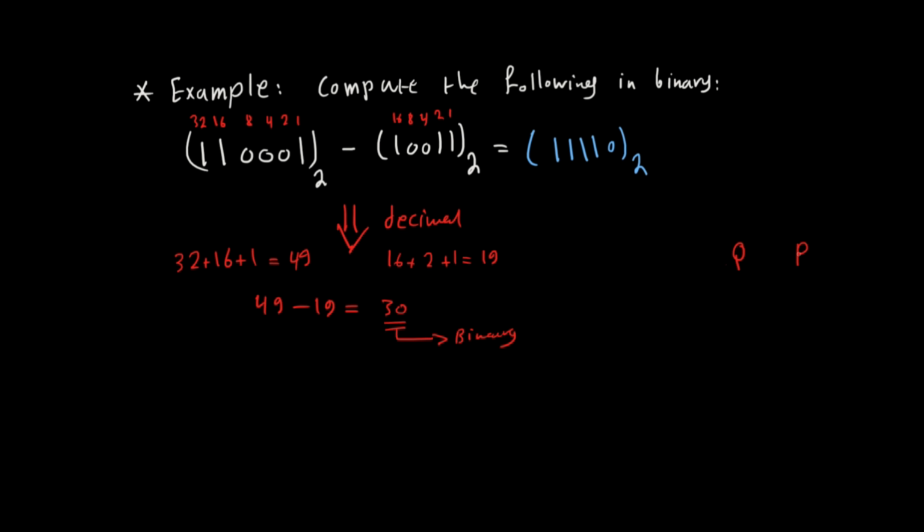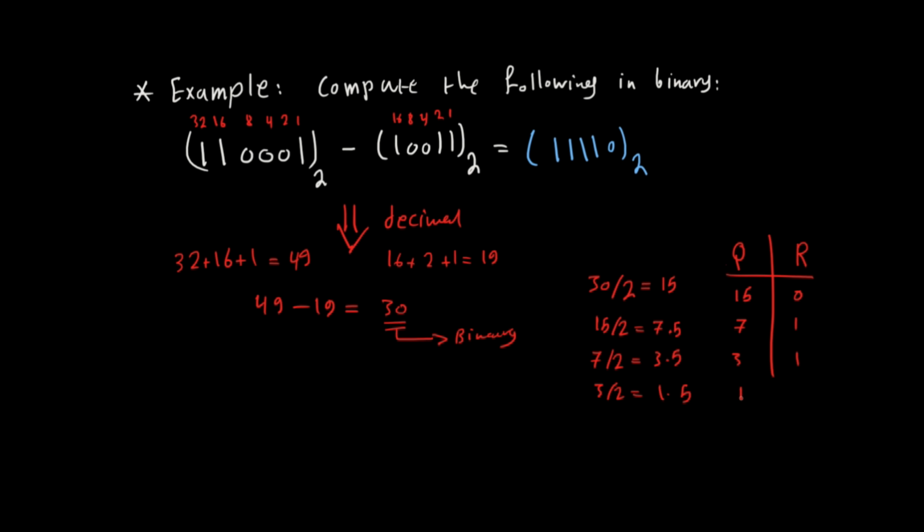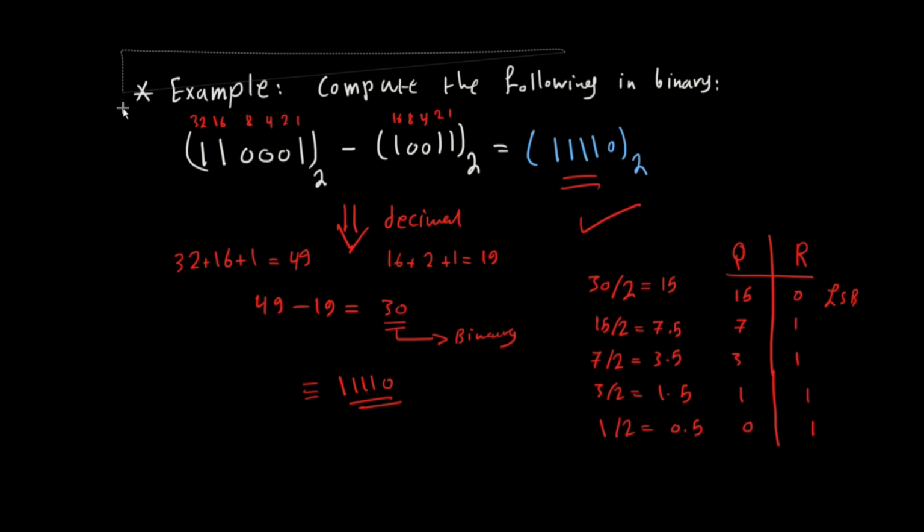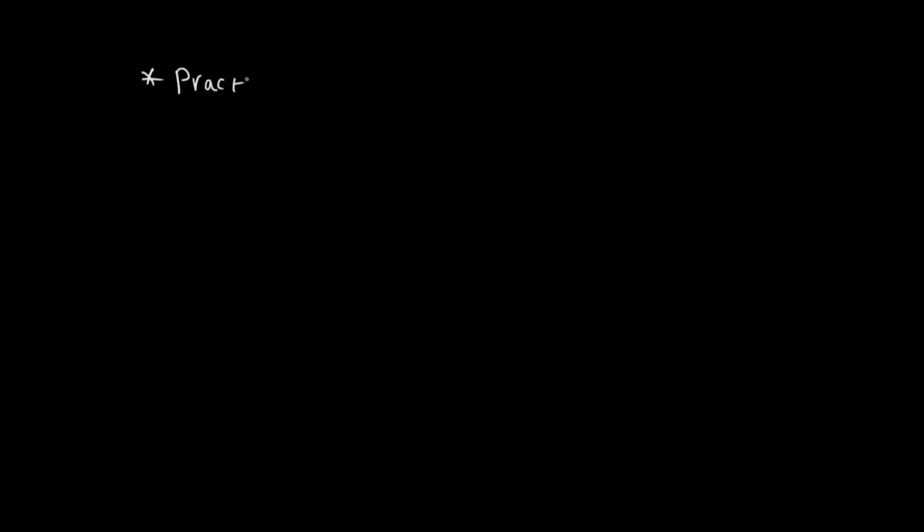Quotient remainder columns here. 30 divided by 2 equals 15, so we have 15 and 0. Then 15 divided by 2 equals 7.5, so we have 7 and 1. Then 7 divided by 2 equals 3.5, so we get 3 and 1. Then 3 divided by 2 equals 1.5, so we get 1 and 1. And 1 divided by 2 equals a half, so we get 0 and 1, and then stop. Here's the LSB. So our result is 11110, which is equivalent to our result. Bingo.